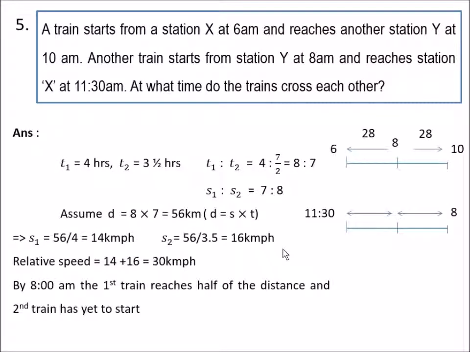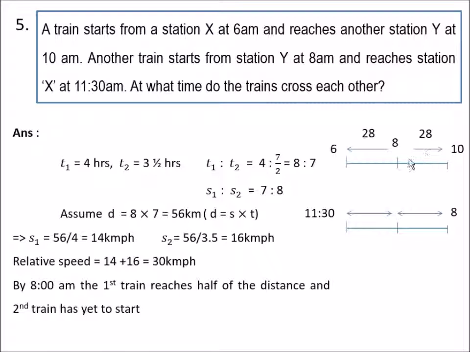And coming to the fifth question, a train starts from a station X at 6 am and reaches another station Y at 10 am. And another train starts from station Y at 8 am and reaches station X at 11:30 am. At what time do the trains cross each other?